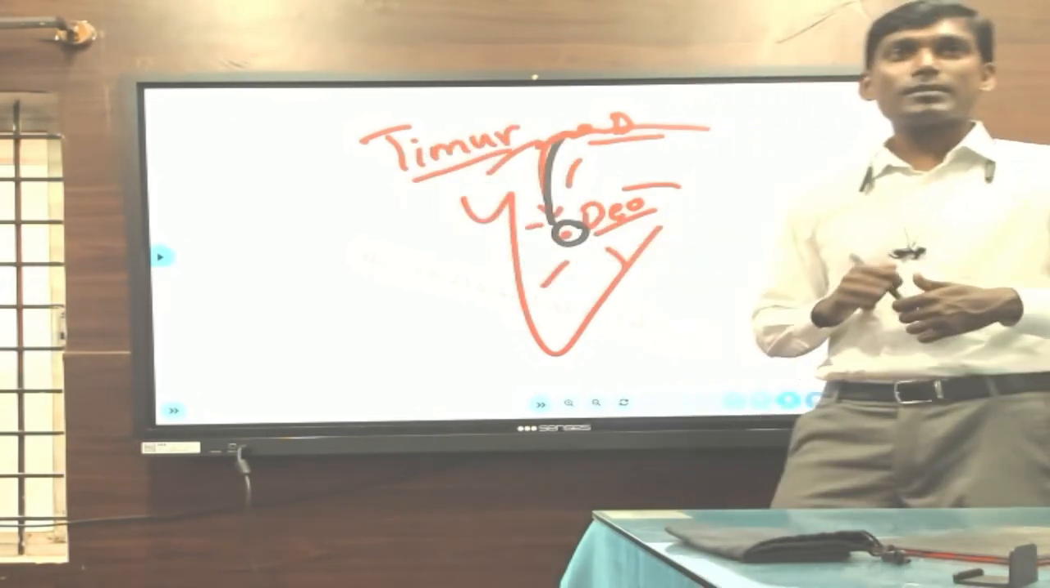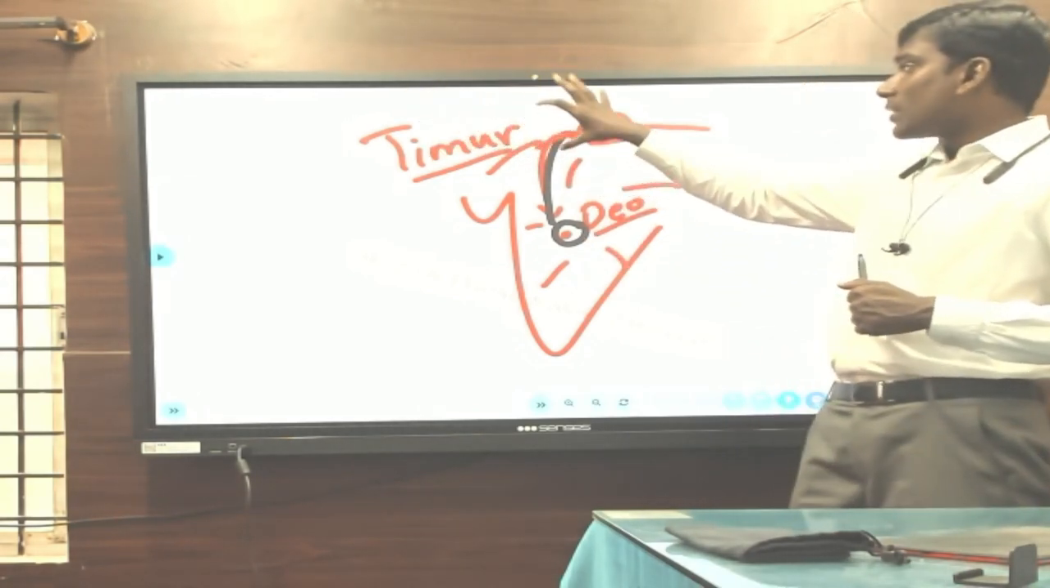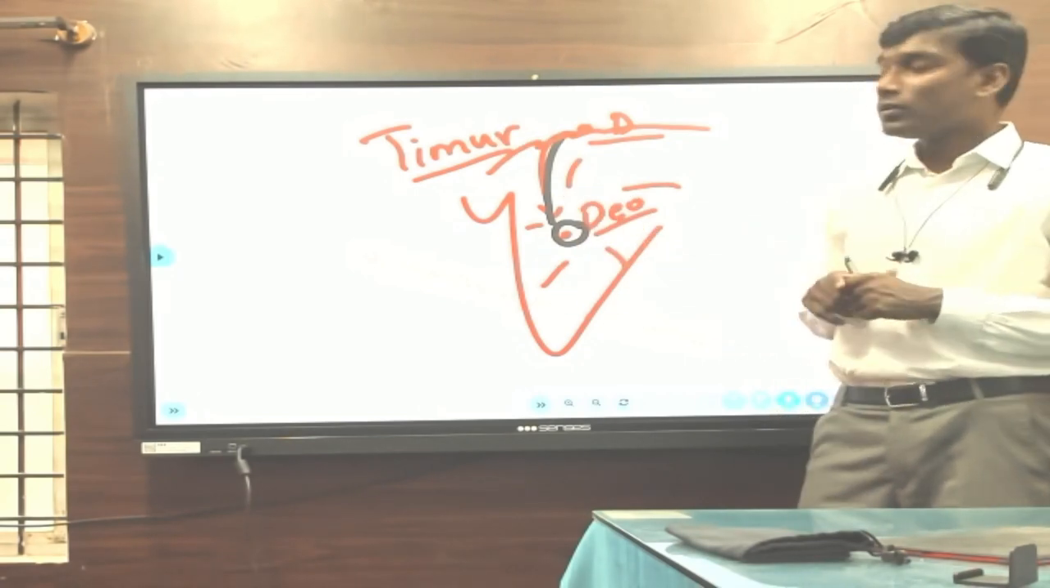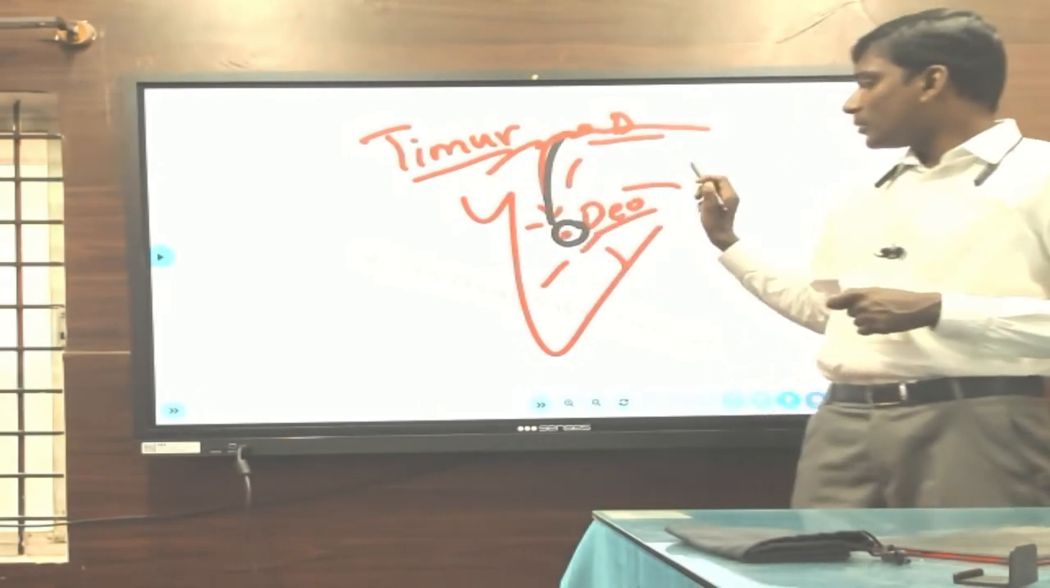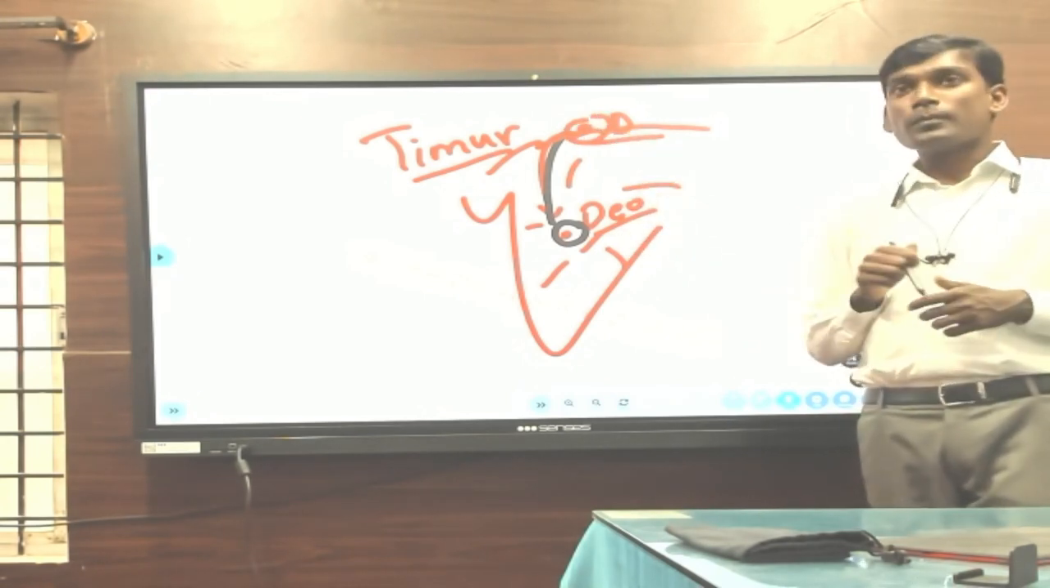Okay, there is a person called Taimur. He is the descendant of Genghis Khan. Now Taimur is entering, he is attacking Delhi, Punjab, all these places. And now Mohammed bin Tughlaq realizes he made a big mistake shifting the capital from Delhi to Devgiri.